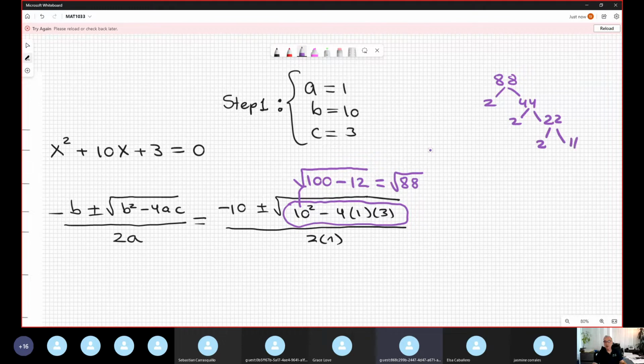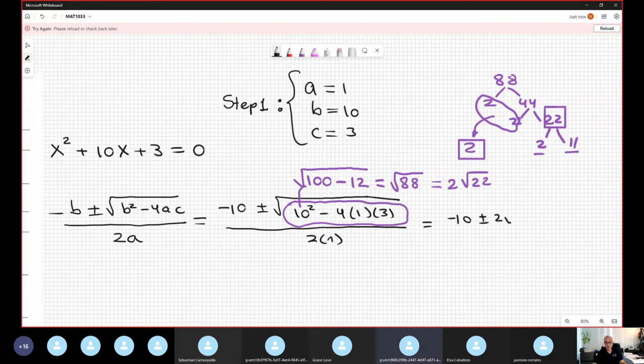22 divided by 2 is 11. Okay, cool. You see one couple of 2, and this couple of 2 represents one 2 outside the radical, and the other 2 and 11 stay inside, together 22. So basically square root of 88 is 2 radical 22. It's the only simplification possible. Now we have minus 10 plus or minus 2 radical 22 divided by 2. Is this the final answer?